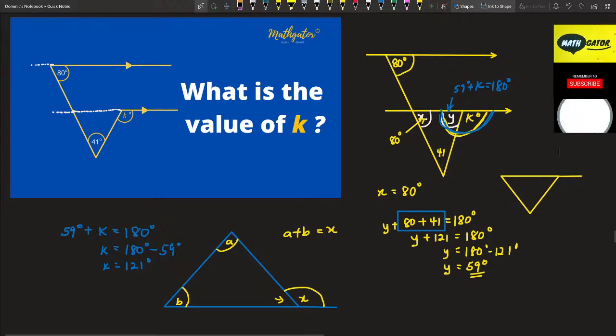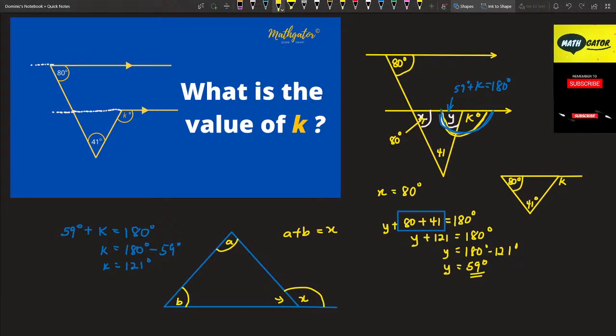So why am I trying to make this justification? I'm trying to make this justification because if you know this, then we don't have to go through all this process of going to find y before we actually get the value of K. So we have K here, and then you realize that we'll have 80 degrees over here, and then we have 41 degrees over here.